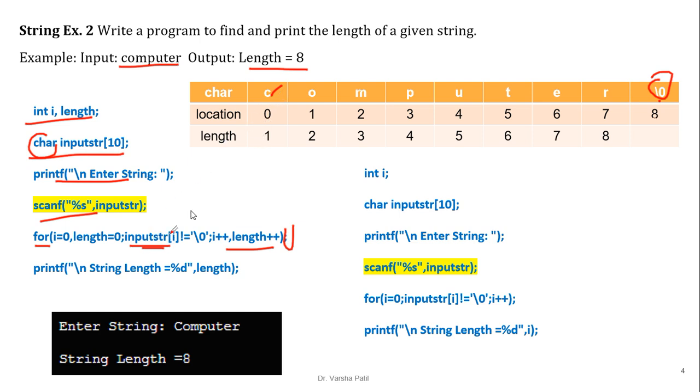So it will accept. After that it will do I plus plus and length plus plus. So when it does I plus plus and length plus plus, I becomes 1 and length also becomes 1. Now it will take the next character. So in this way it will continue the program.